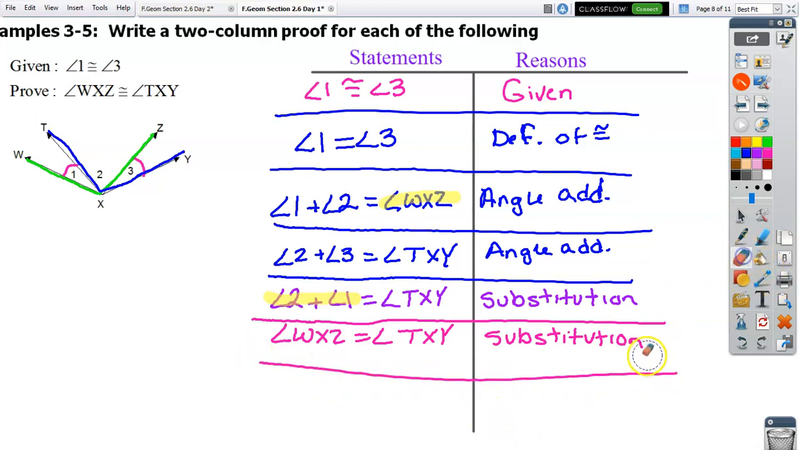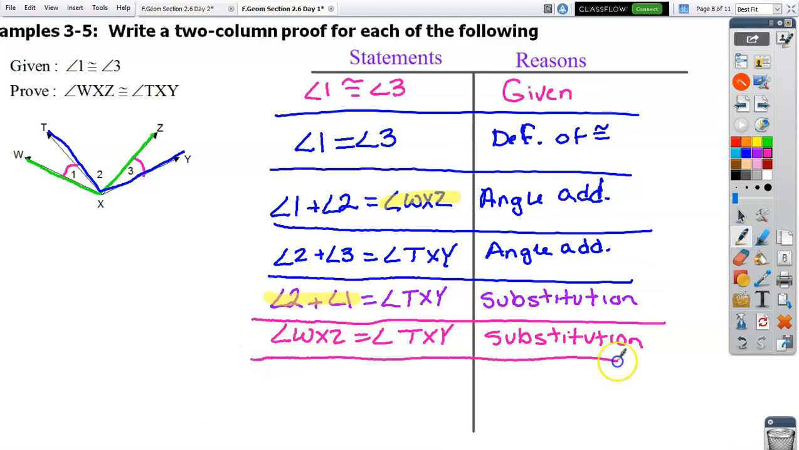Oh, that's not a very straight line. Oh, there we go. Now, I need to change this back into a congruent sign, so I'm going to change it by definition of congruence. So angle WXZ is congruent to angle TXY, and that will be the definition of congruent. Cool. Next problem.